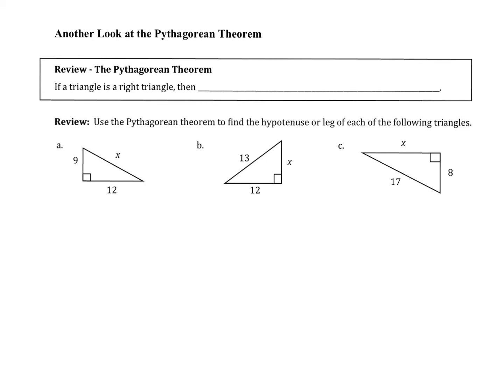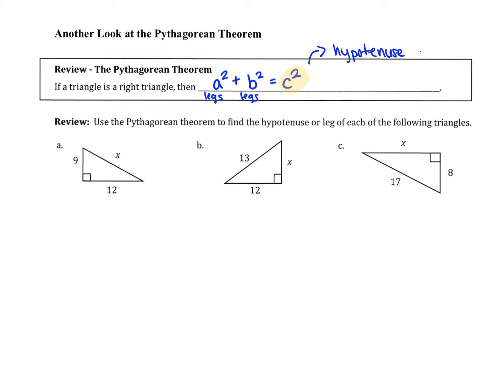Hi guys, we're going to review Pythagorean theorem to set us up to do some lessons that are a little bit harder later on. So remember, if a triangle is a right triangle, then a squared plus b squared equals c squared, where a and b are legs and c is the hypotenuse. So what you want to remember with the c is the hypotenuse is always opposite of the 90-degree angle.